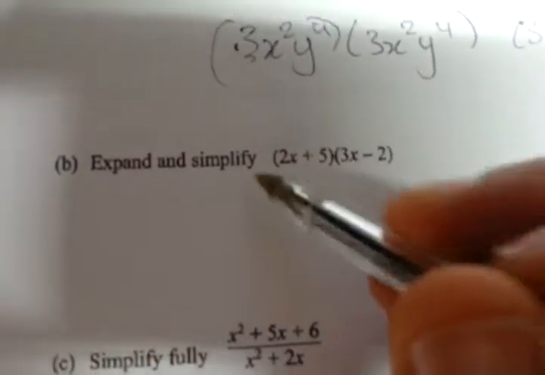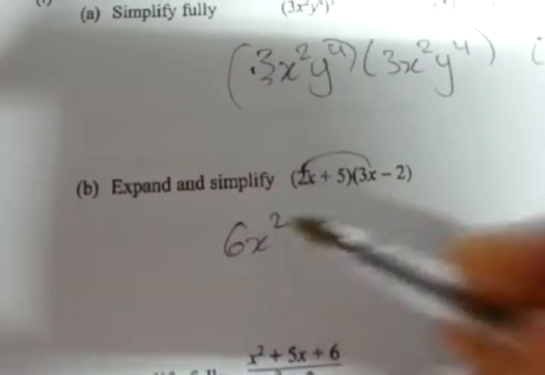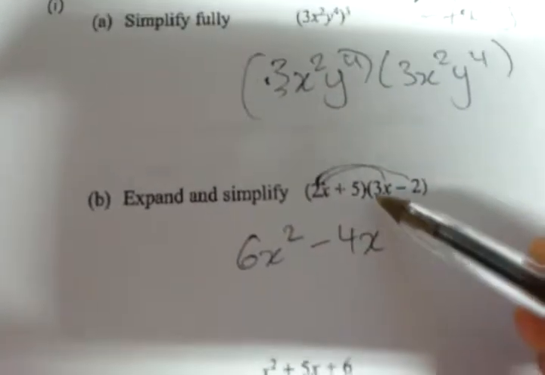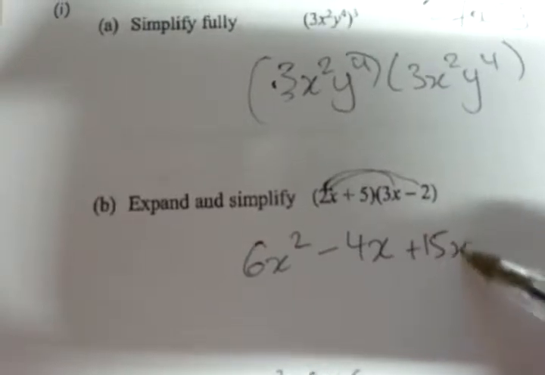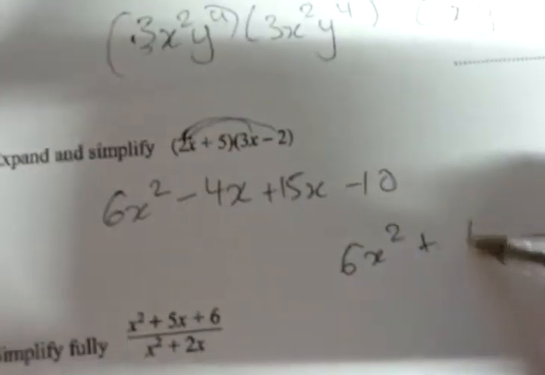Expand and simplify. I'm hoping this is fairly straightforward. Bear in mind that 2x times 3x is 6x squared. That might catch people out. 2x times minus 2 is minus 4x. 3x times 5 is 15x. And 5 times minus 2 is minus 10. So you get 6x squared plus 11x minus 10, but you already knew that.